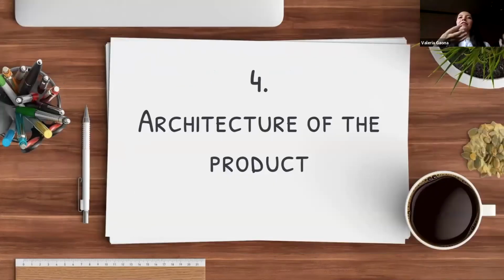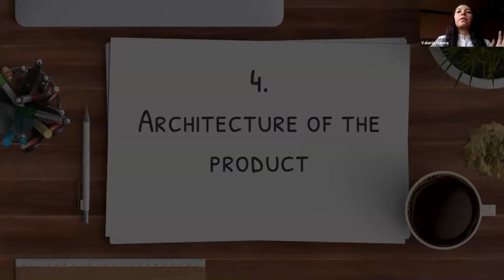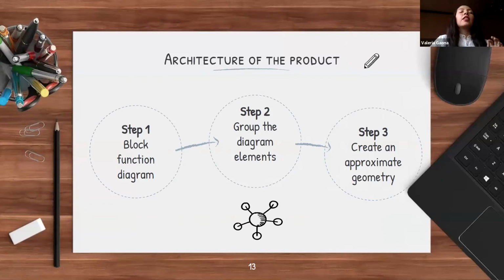So now that you have all the options, you would like to see how your product is actually going to look. For that, we're going to decide the architecture of the product following 3 simple steps. The first one is to check the function block diagram that you already did. Step number 2 is to group all the different diagram elements into chunks, so you can relate them by similarity or other criteria that your design group would like to use. Finally, in step 3, you're going to take all those chunks together and create an approximate geometry for it.